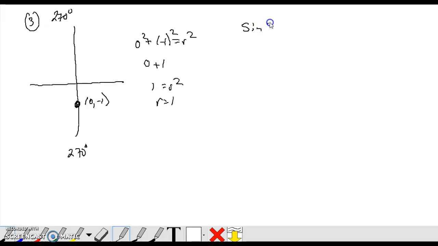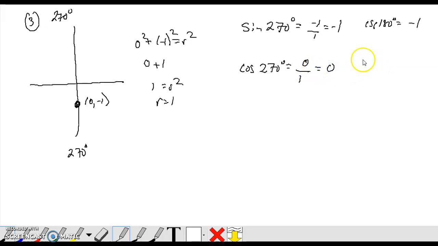Okay, so let's go ahead. Sine of 270 degrees. So that would be your negative 1 over 1, which gives you negative 1. Cosecant of 270 should also be negative 1. Cosine of 270, so this will be a 0 over 1, 0. What do we think secant is going to be? Ooh, I put 180 right there. That's not supposed to be 180. That is supposed to be 270. So 270, you got it. It's 1 over 0, which is undefined.